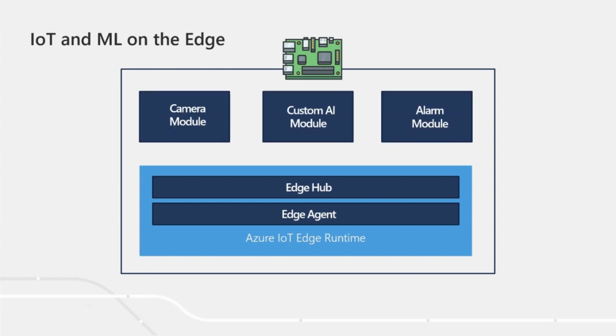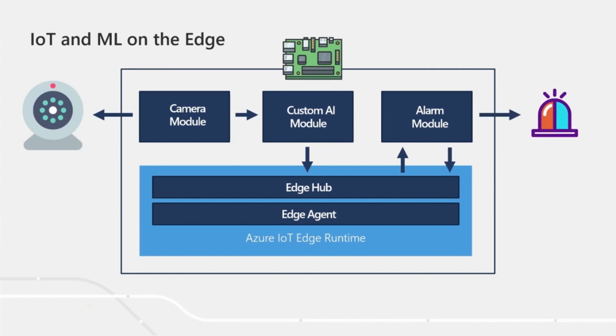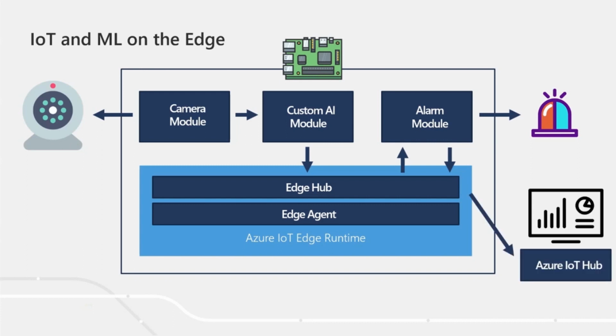We have our 3 modules that were installed through the IoT Edge deployment manifest. The camera module connects the camera and sends the frames to the custom AI module. The custom AI module puts the model score on the local IoT Edge hub. The alarm module receives the model score from the Edge hub. In the alarm module, if the model score reaches a certain threshold, the lamp is put on and a notification is put back on the Edge hub, which is sent to the IoT hub in Azure for monitoring purposes.